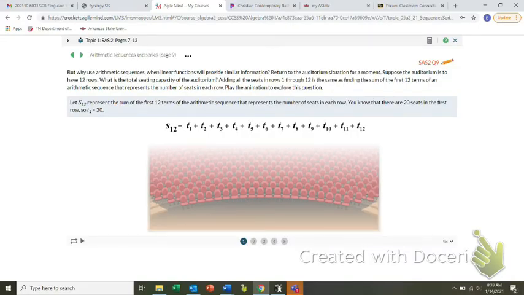All right, so let's look at number 9. It says, but why use an arithmetic sequence when linear functions will provide similar information? Return to the auditorium situation for a moment. Suppose the auditorium is to have 12 rows. What is the total seating capacity of the auditorium? Adding the seats in rows 1 through 12 is the same as finding the sum. Remember, sum is when you add everything together. Of the first 12 terms of the arithmetic sequence that represents the number of seats in each row.